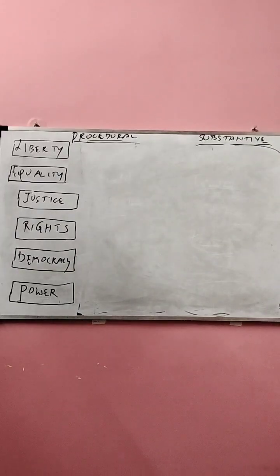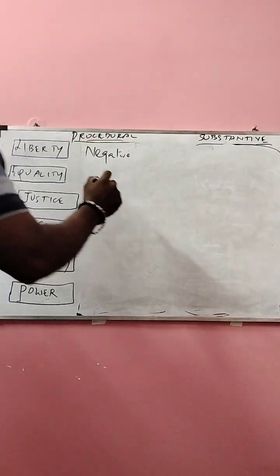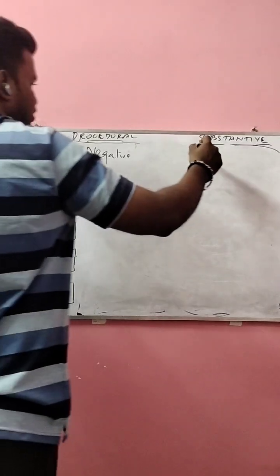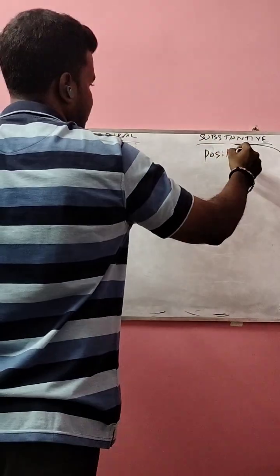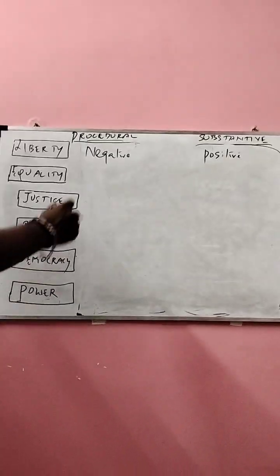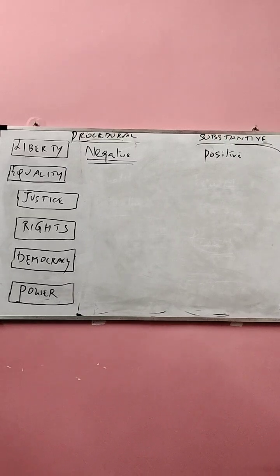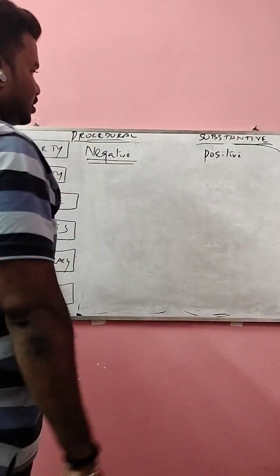When you study liberty from the procedural perspective, liberty becomes negative liberty. When you study liberty from the substantive perspective, it becomes positive liberty. According to negative liberty, the absence of restraints is the meaning. An individual should not be controlled. He can do whatever he wants. This concept is called negative liberty.